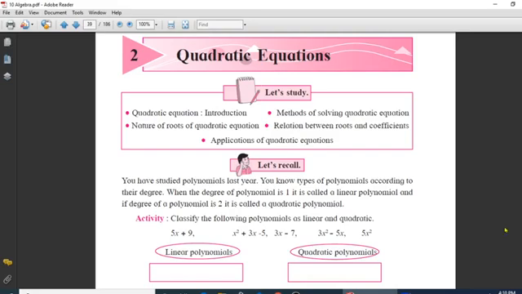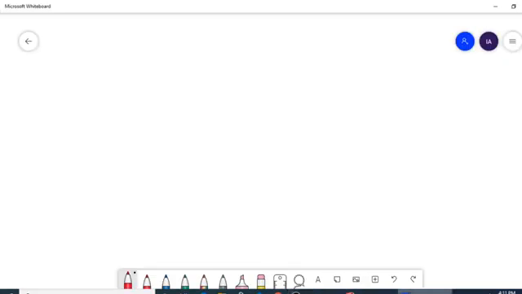Maharashtra State Textbook, chapter number 2, Quadratic Equation. So we're going to start this chapter, which is the second chapter of your textbook, Quadratic Equation. We will begin with basic information about quadratic equation. What is quadratic equation? What is the general form of quadratic equation?